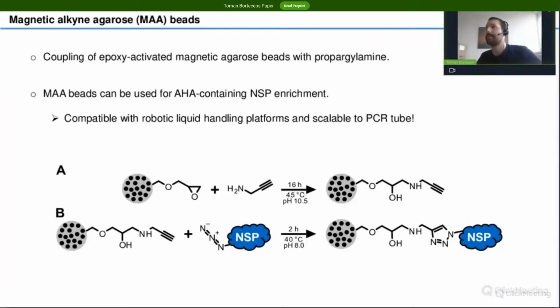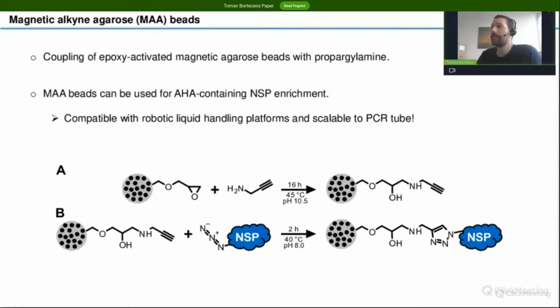So we were quite lucky to then find out that we can use these epoxy activated magnetic agarose beads, which we modify or couple with propargylamine to produce in-house relatively easily these magnetic alkyne functionalized beads. And these can be used just the same as we would the non-magnetic agarose beads for using click chemistry to couple the AHA containing newly synthesized proteins covalently to the beads.